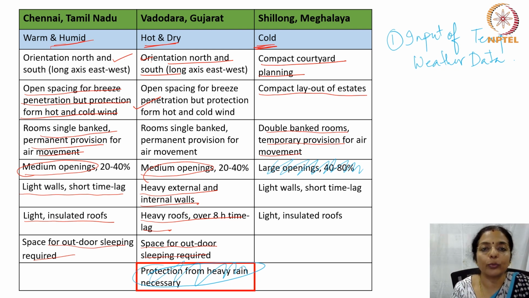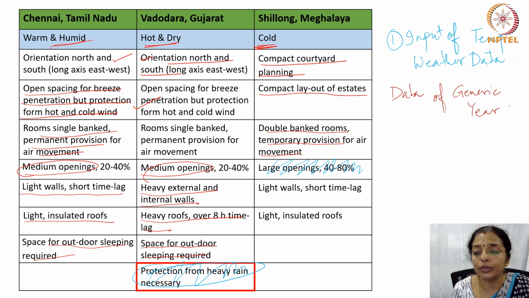Which year's data did you enter? So be very careful to enter data which is generic, data of generic year should be entered, and not data where during some year there must be something which is out of the norm for that particular place. Do not enter that year to get your recommendations.